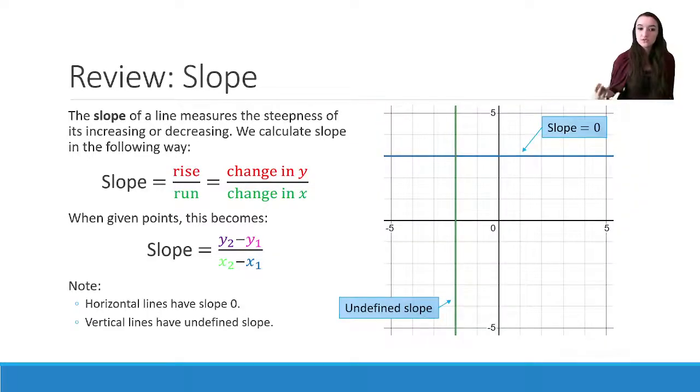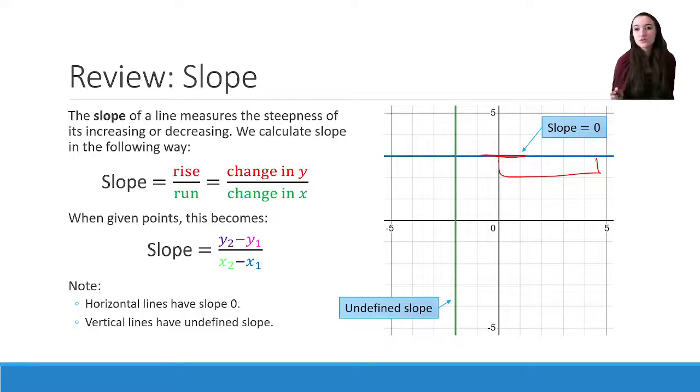We can also make note that horizontal lines have a slope of 0. Every horizontal line, every line that is just a flat line, has a slope of 0 because the change in y is 0. We have not changed our y value. No matter what x is, x can change however much we want, our y value has not changed. So our rise is 0. 0 over a run of anything would just be 0.